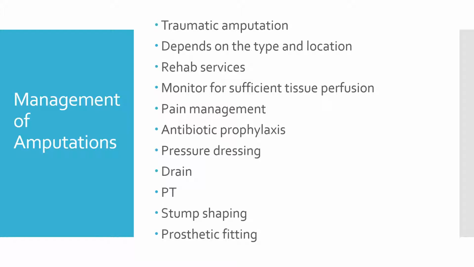In physical therapy, they'll be working on stump shaping. They put air splints or elastic bandages, or rigid removable dressings, to try to shape the stump and make it round, and then prosthetic fitting. They do have to shape the stump in a certain way for them to be able to be fitted for prosthetics.